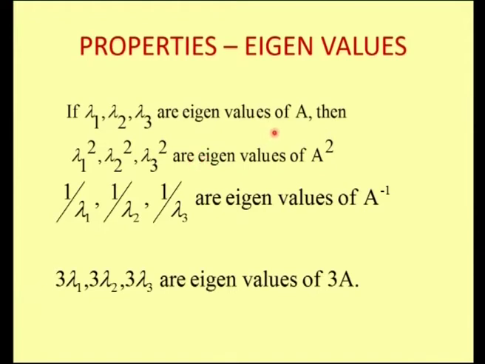Once you know the eigenvalues of A, it is easy to find the eigenvalues of A square, and the eigenvalues of A inverse are 1 by lambda 1, 1 by lambda 2, 1 by lambda 3. Likewise, any multiple of A, for example 3A, has the eigenvalues 3 lambda 1, 3 lambda 2, 3 lambda 3. Like that, you can take any multiple of A. 5A has the eigenvalues 5 lambda 1, 5 lambda 2, 5 lambda 3, etc.